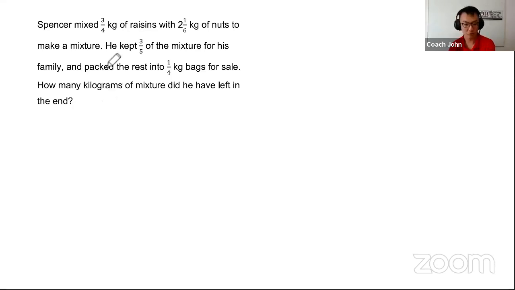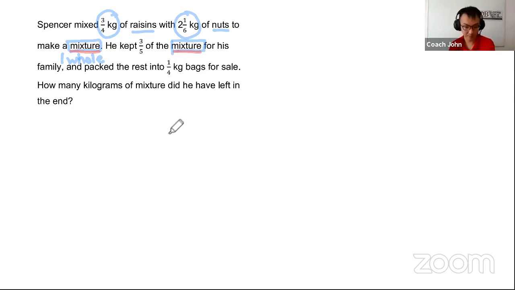Okay, so when we see such a question, we'll just read off and we say that Spencer makes 3/4 kg of raisins. Oh, my favorite. Okay, raisins with 2 whole and 1/6 kg of nuts to make a mixture. So this mixture is actually 1 whole. And this mixture is the same as this mixture. So let me use colors to underline these two words because they are referring to the same thing.